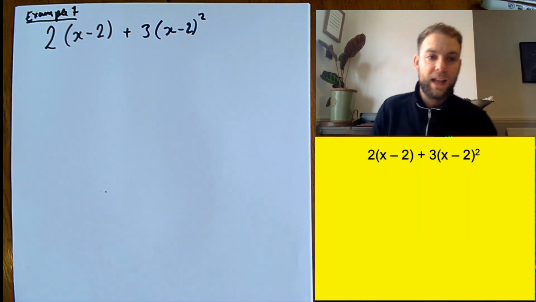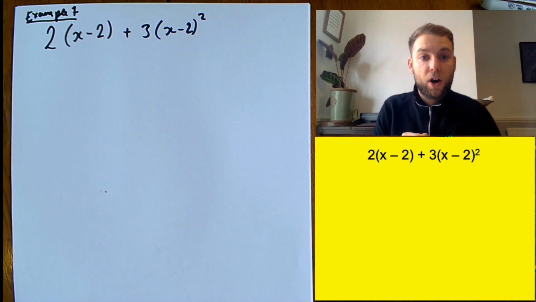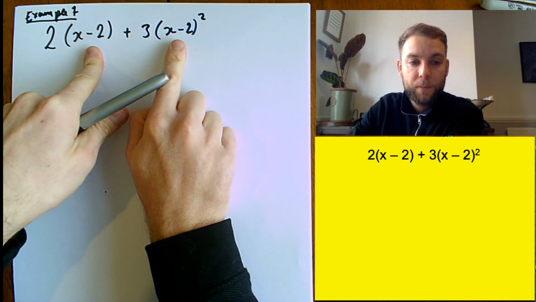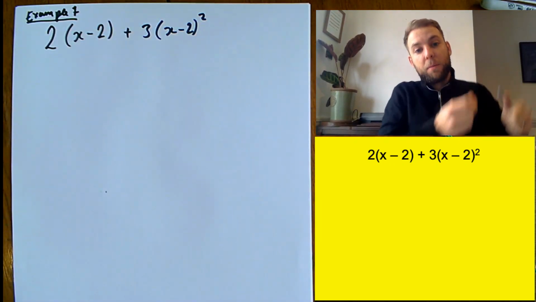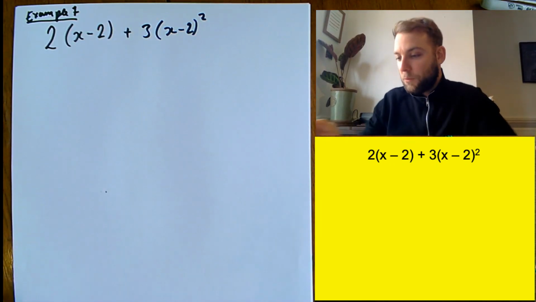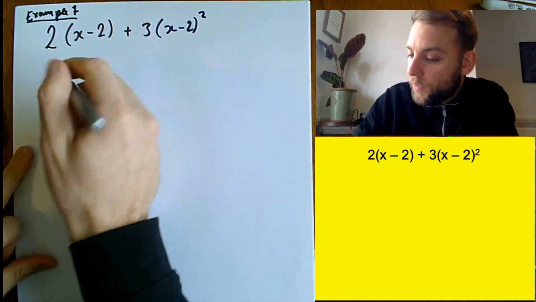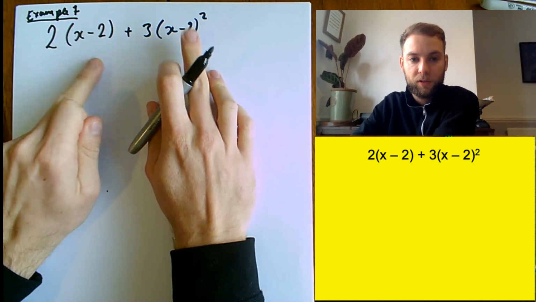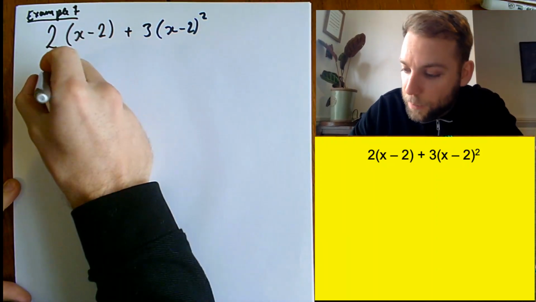So in this one here, the thing that I've got in common in both of these is this x minus 2. So I can take that out as a common factor. Now with this one here, you don't have to write this out, you should be able to see this with your powers. But I'm just going to write this out to help us out for this one.